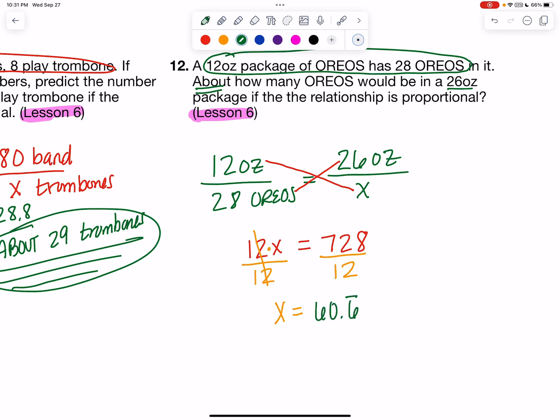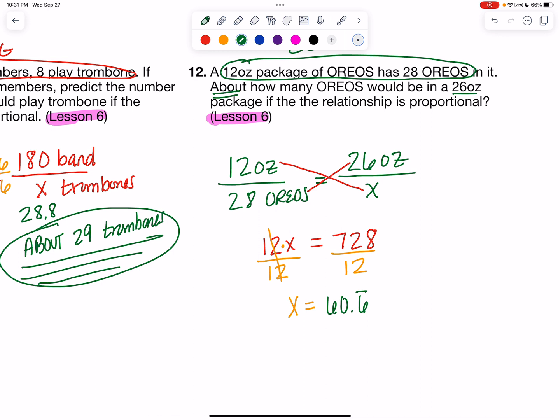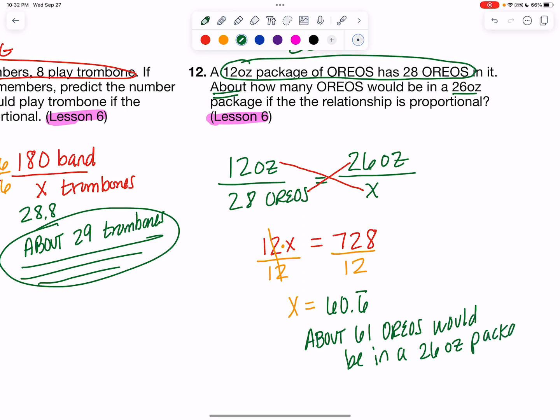Okay, but it says about how many Oreos? Okay, so we can say about 61 Oreos would be in a 26-ounce package. And there you go.